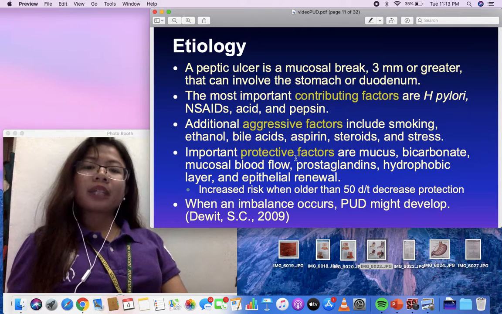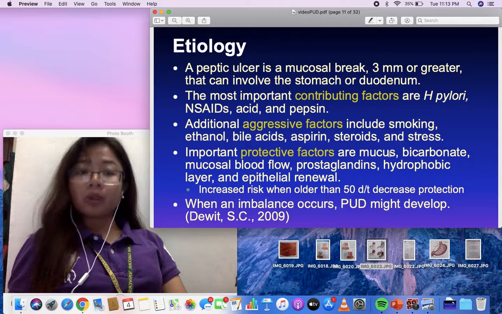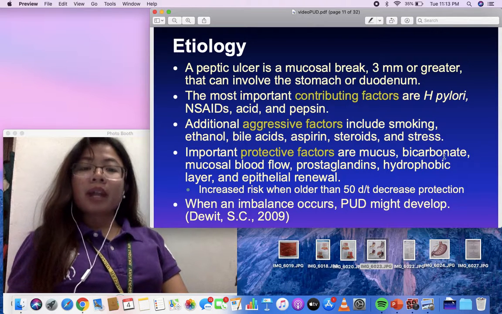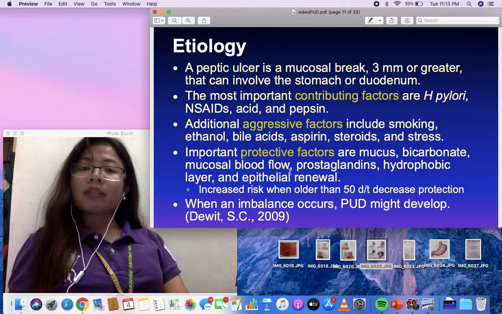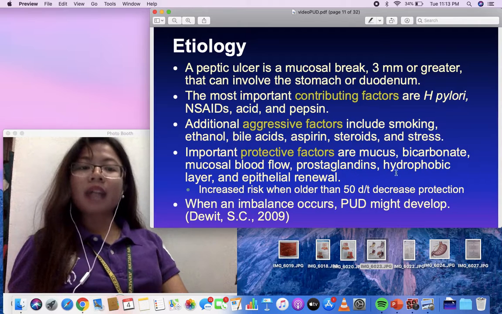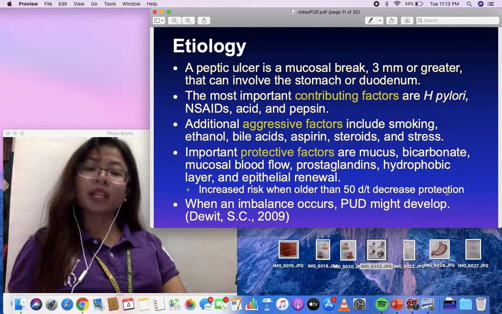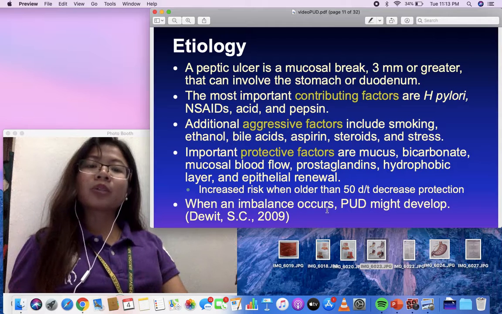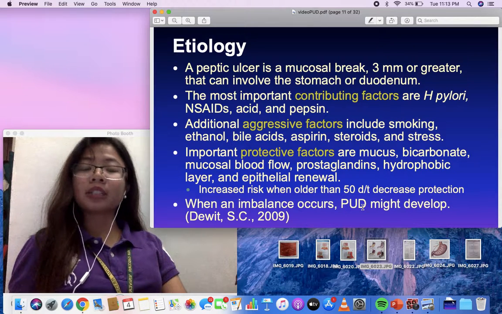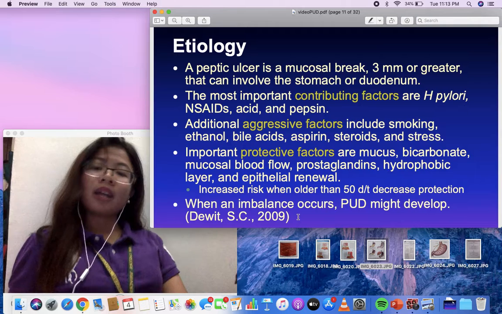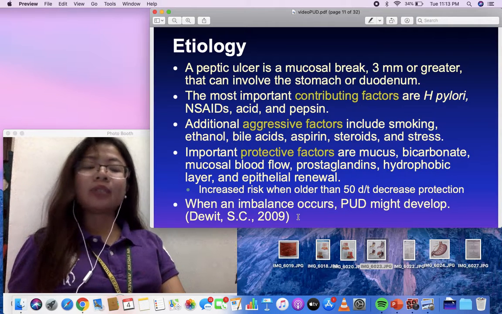And important protective factors are mucus, bicarbonate, mucosal blood flow, prostaglandins, hydrophobic layer, and epithelial renewal. There is also increased risk when older than 50 or with decreased protection. When an imbalance occurs, peptic ulcer disease or PUD might develop. It is according to Dewitt SC 2009.